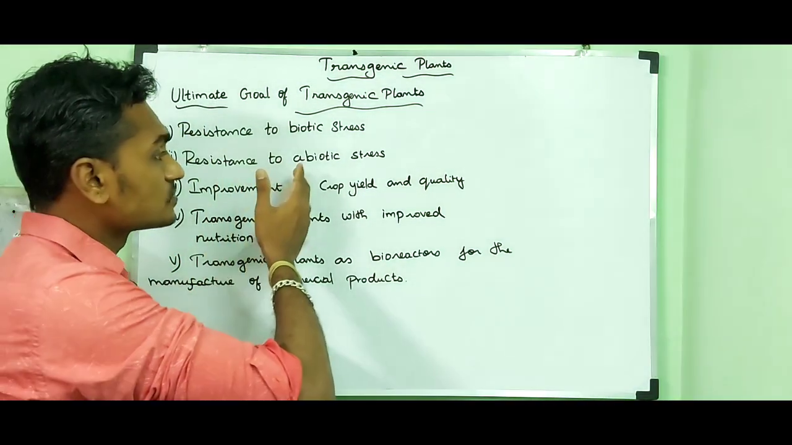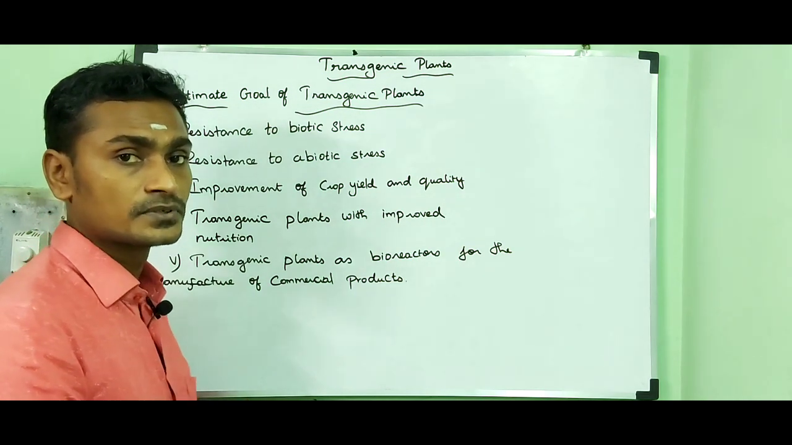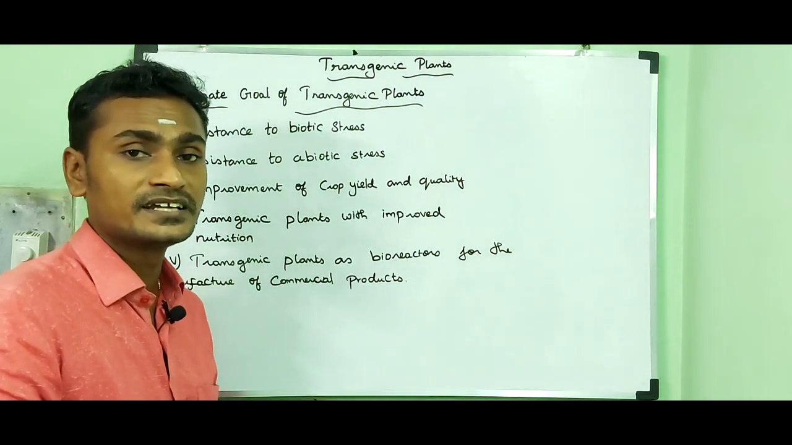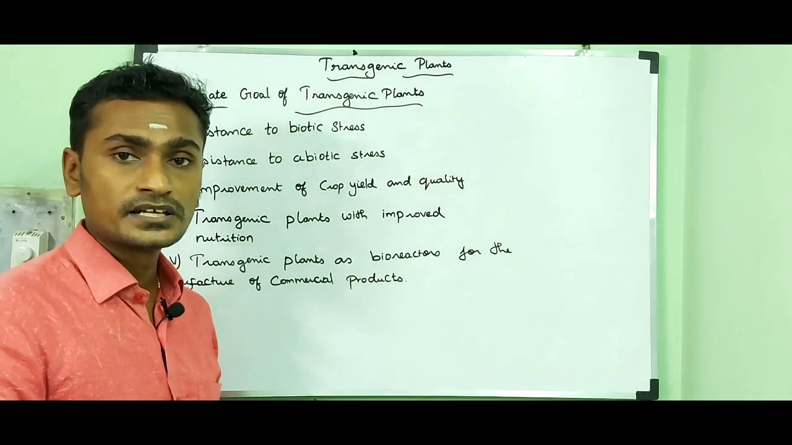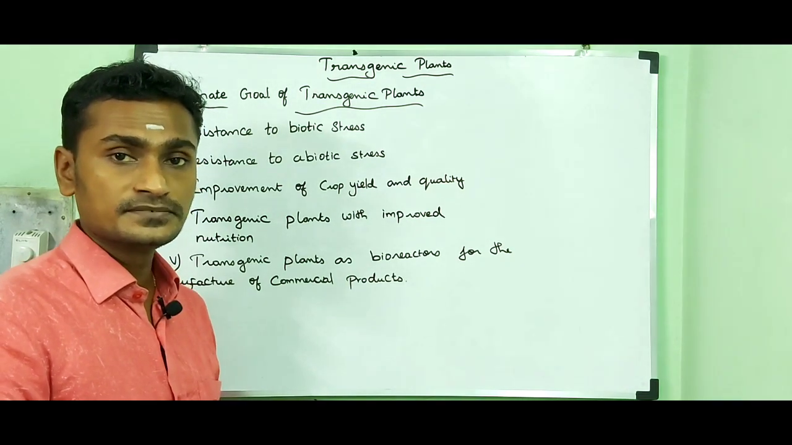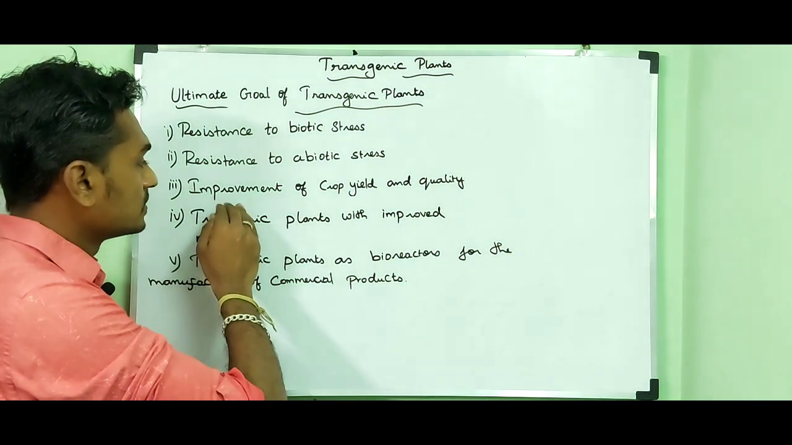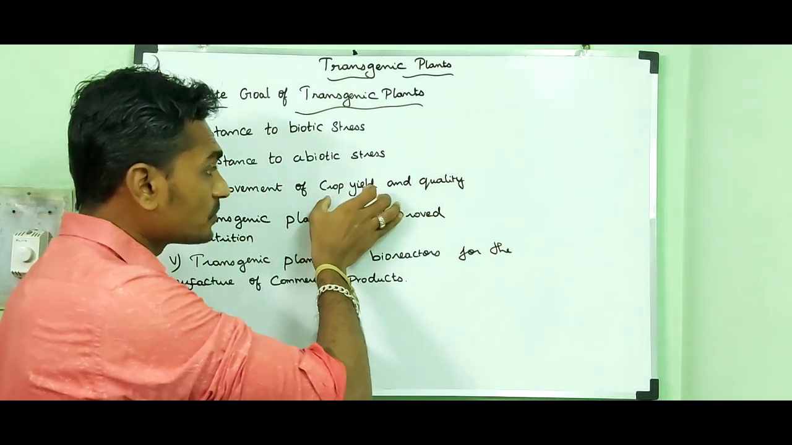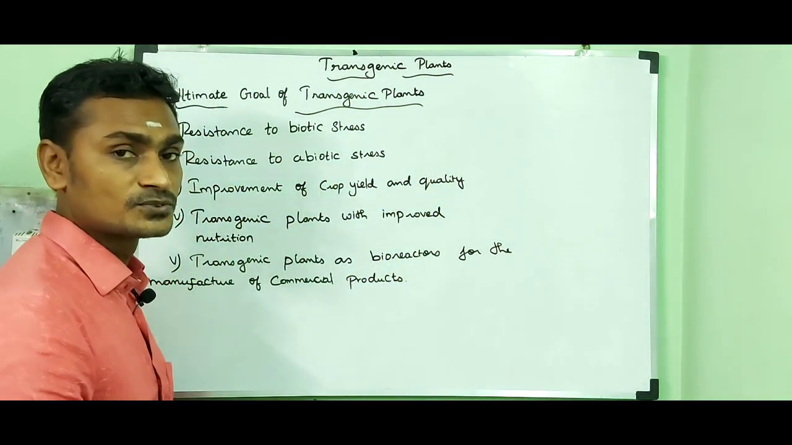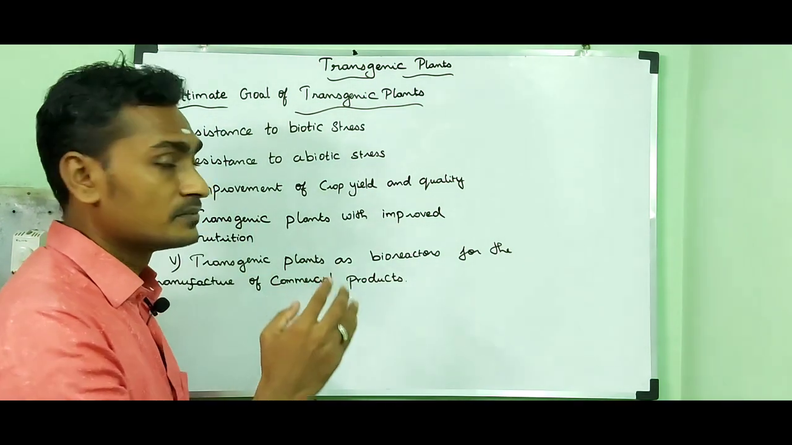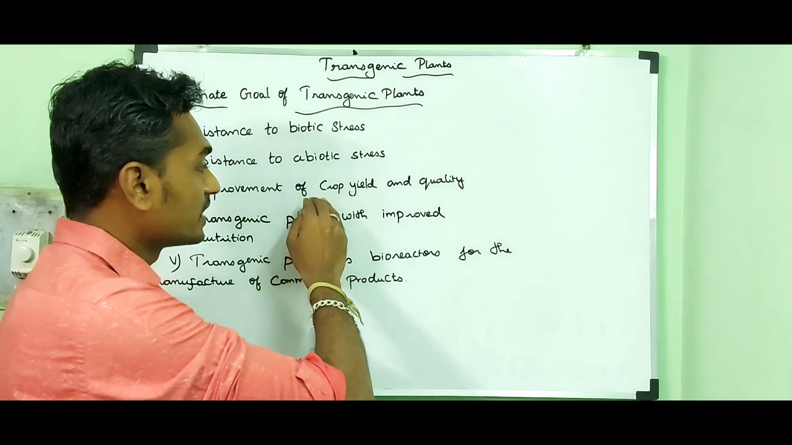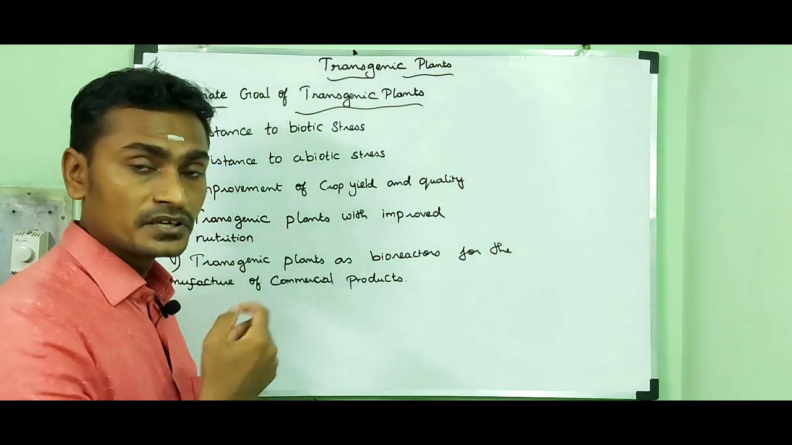Then resistance to abiotic stress, so that the plant can resist high salinity, high temperature, herbicide, pesticide, and high light intensity. Then improvement of crop yield and quality. With the help of this technology we can improve the quality of the plant and the crop yield.